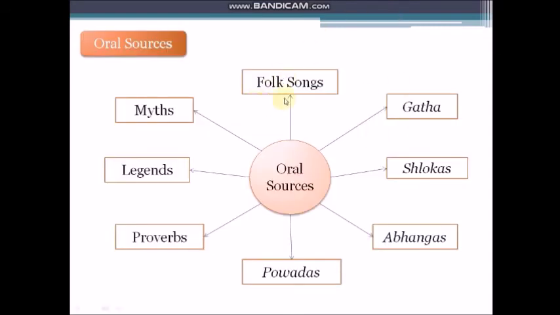Folk songs are songs which had originated in traditional popular culture. Gatha, shlokas, abhangas, povadas are different types of poems. Proverbs are short, well-known sentence or phrase that gives some advice. Legends are traditional stories popularly regarded as historical but no evidence that it is real. Myths are stories which people believe but that may or may not exist.